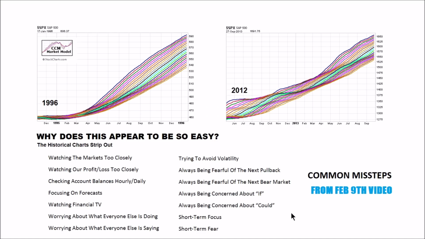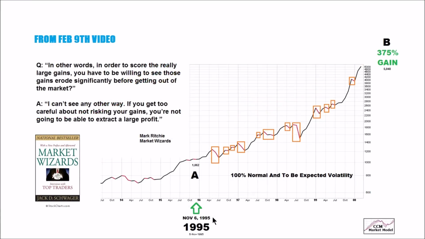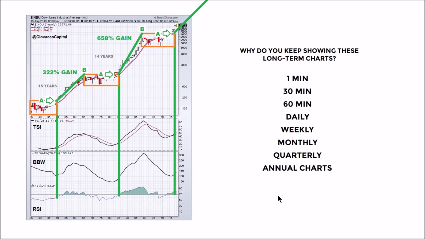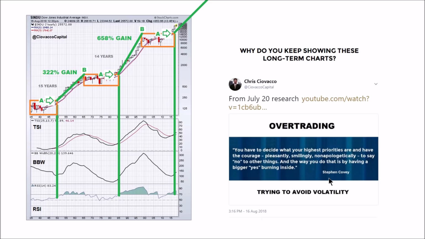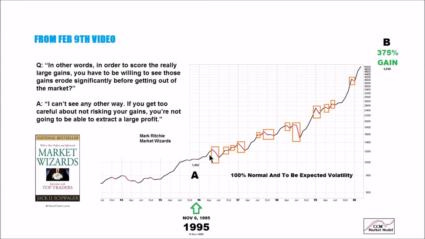bullish manner, there are many, many common missteps that could derail us relative to our long-term goal in a market like this, which is to navigate between a point A and a point B that could be several years down the road. These charts are extremely important because they help us with this concept: you have to decide what your highest priorities are and have the courage to say no to other things. Our highest priority is to navigate between a point A and a point B several years down the road. One of the ways we could derail ourselves is by overtrading, trying to avoid 100% normal and to be expected volatility.